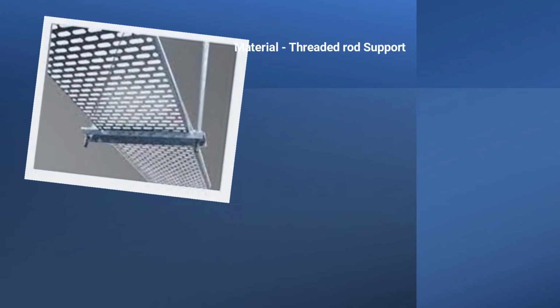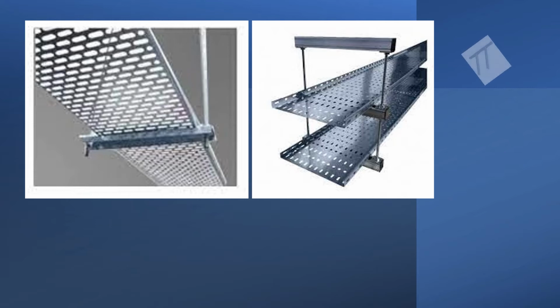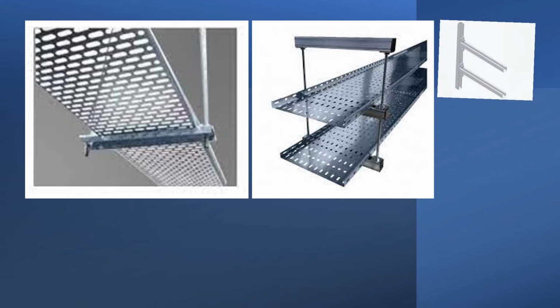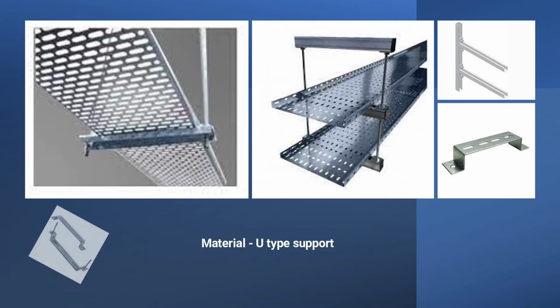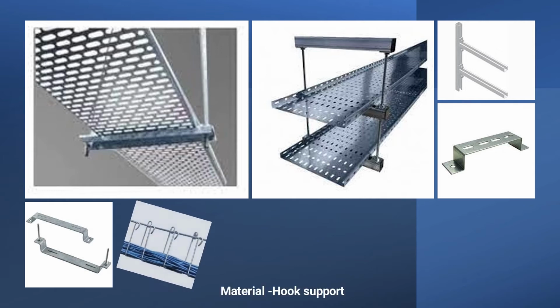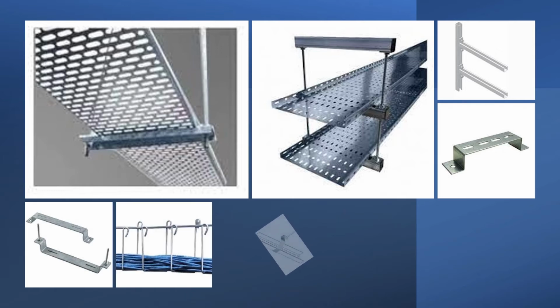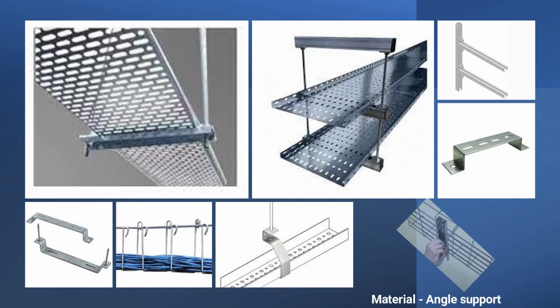These are the supports we are going to see. What are the different types of supports we are using in the industry? So we are using threaded rod for single layer and threaded rod for multiple layer, and this is the cantilever type of support which we are using, and this is the slotted angle support. This is the U type support, hook support. This hook support will help you to take bunch of cables continuously, and this is the S hook support, and we are having an angle type support as well.